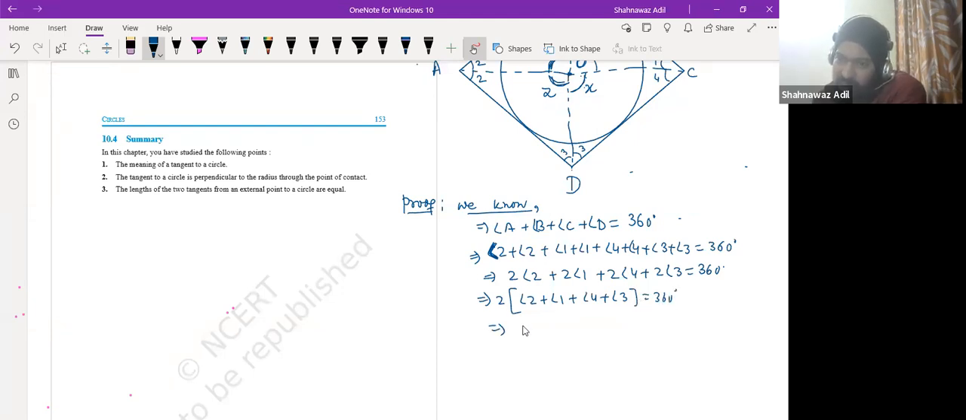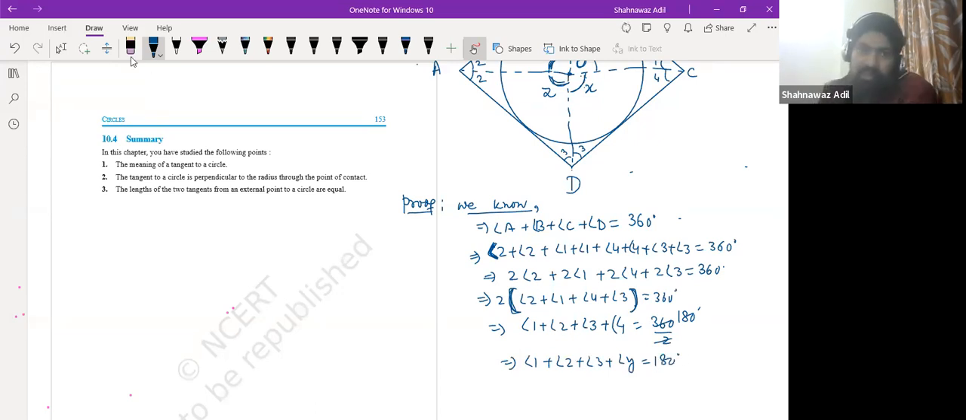Let's rearrange them in a certain manner. So 1 plus 2 plus 3 plus 4, in brackets, equals 360 by 2, which is 180. So we get angle 1 plus angle 2 plus angle 3 plus angle 4 equals 180. Is it clear? Yes.